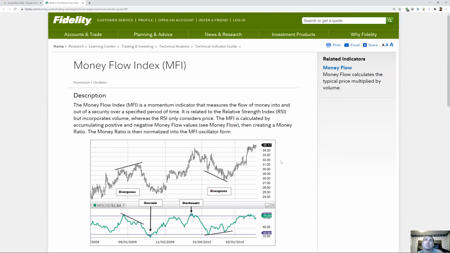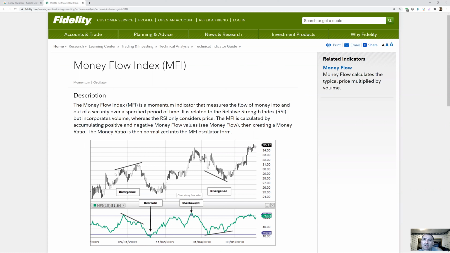So it measures the flow of money in and out of a security. It is related to RSI, but incorporates volume. See, money flow incorporates volume. So what you have right here, see the move up here? And it was oversold at this point. Money flow is like above 80.